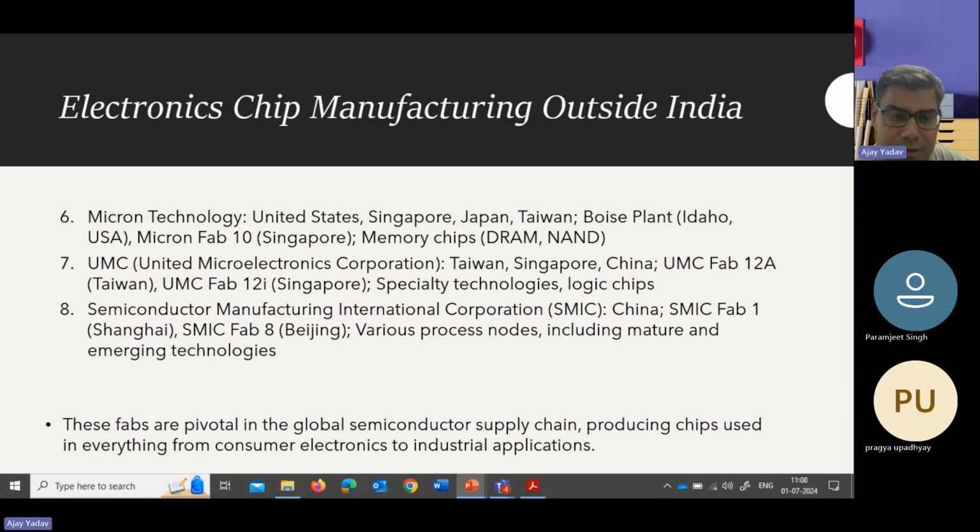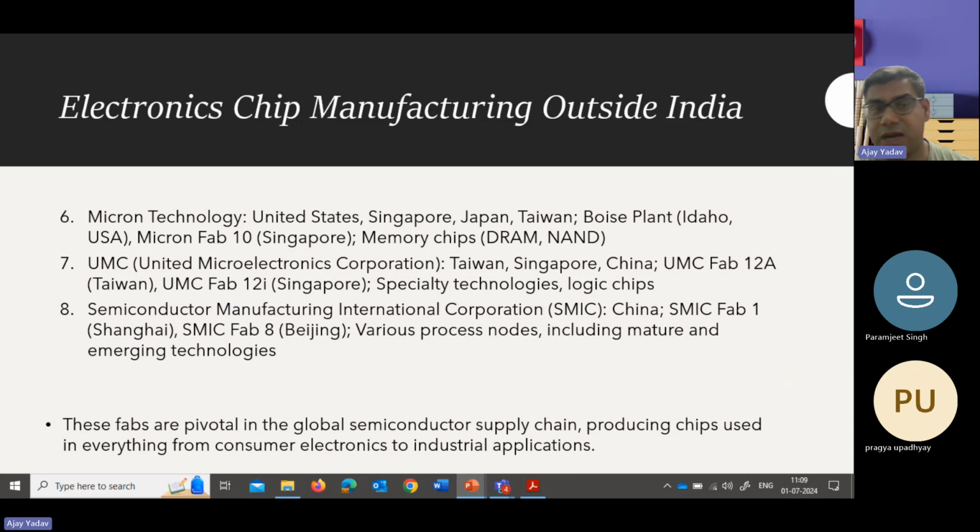So what I want to say is that all these fabrication units play a very important role in the global semiconductor supply chain, and they produce chips which can be used in consumer electronics, and they have industrial applications. And nowadays, chips are used in your vehicles also. In the automobile sector we also use chips. Wherever you have automation, you will be using chips there, because there are microcontroller based programming modules which we program and they work for us.